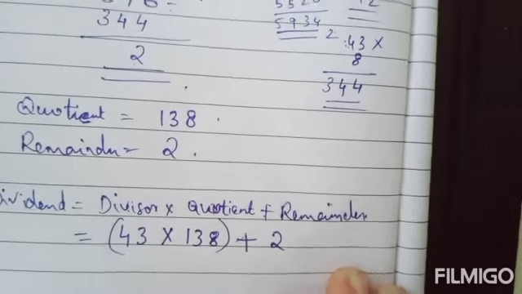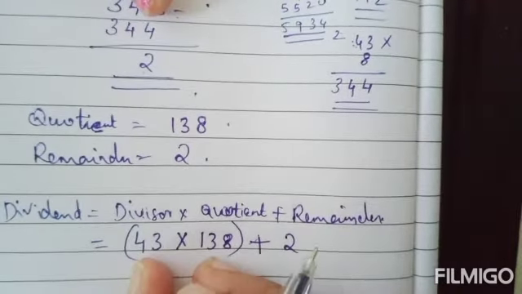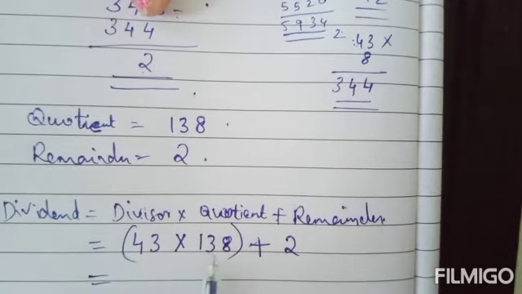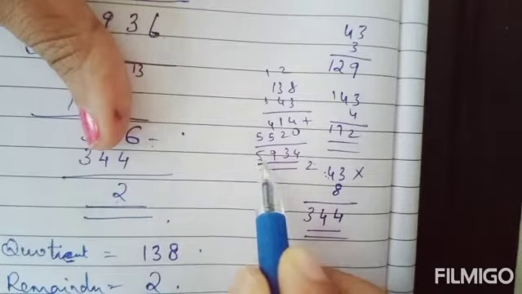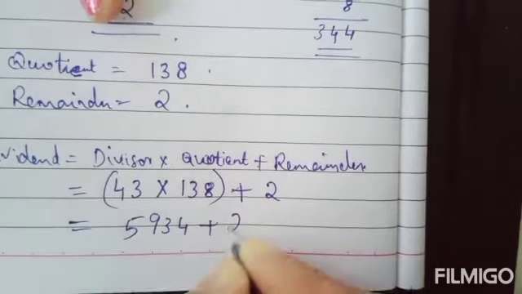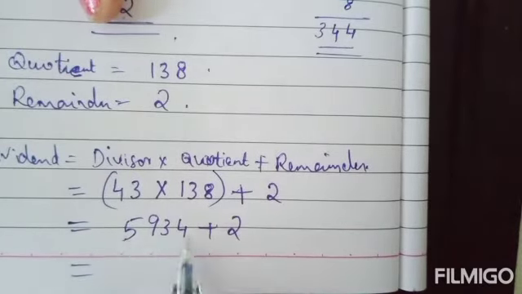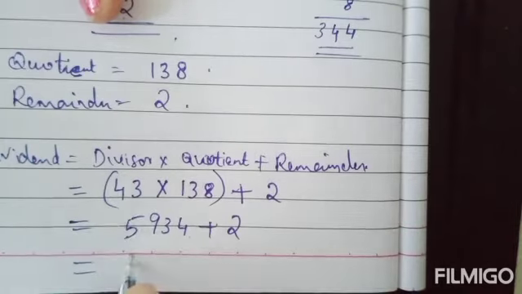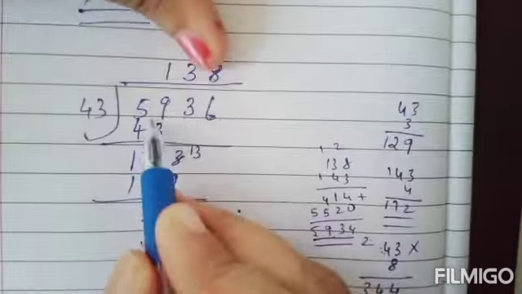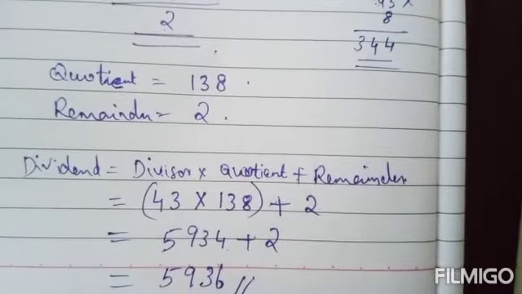So BODMAS, as you know, first you have to do multiplication, then only addition. Equal to 43 into 138. The answer is 5934. Okay, so 5934 plus 2, what is it? It is 5936, which is equal to our dividend here, 5936. Therefore, our division is correct.